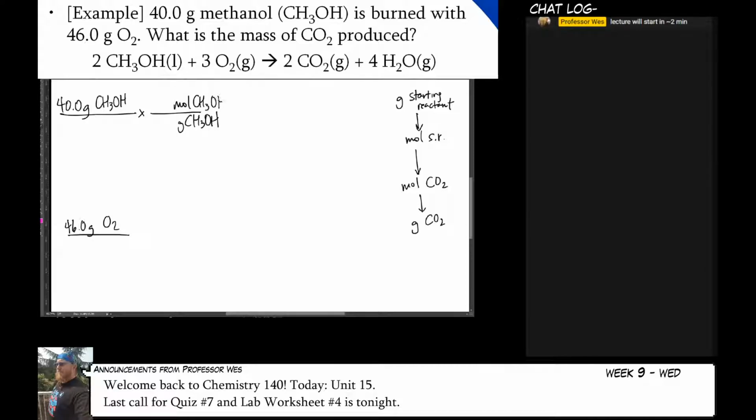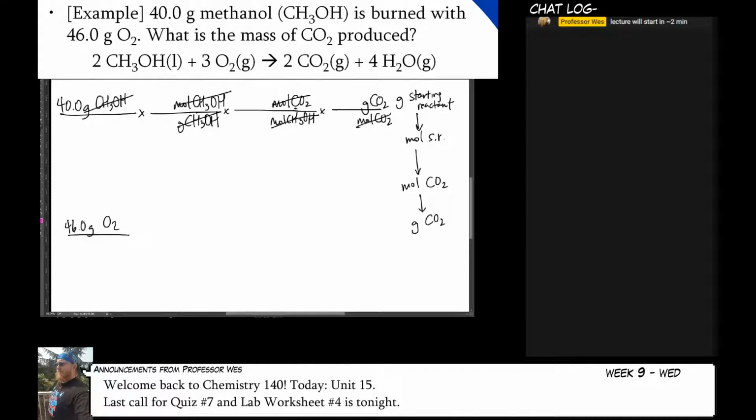So to solve this problem, we would do the same problem we did in the previous section. We'll turn grams of methanol into moles of methanol, then moles of methanol into moles of the thing that we're trying to solve for, which is CO2. And we'll turn moles of CO2 into grams of CO2. And then we'll go run the numbers.